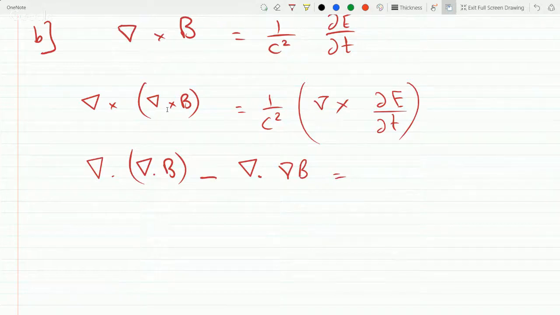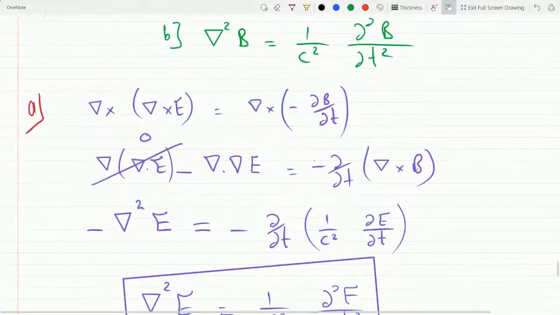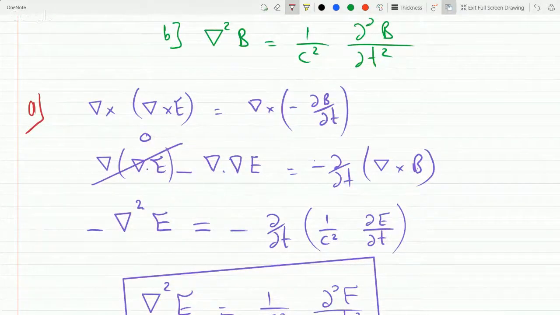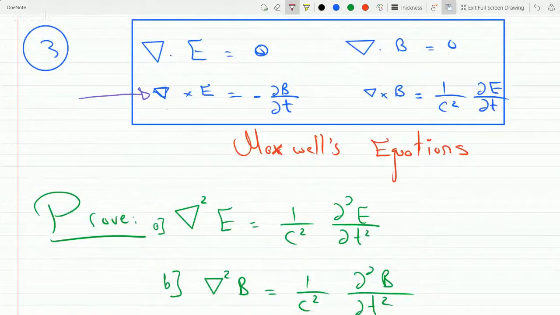No, you don't need that. Because if you start by taking the curl of both sides, you will get the second derivative of E. I gave you a hint. Start taking the curl of both sides of this equation.